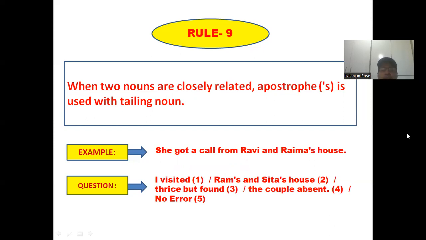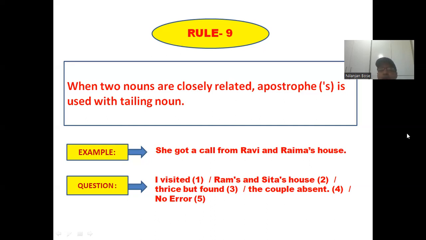So let us take the example. She got a call from Ravi and Raima's house. So you have to focus on two different names. Those names are mentioned over here as Ravi and Raima. Now, if they are considered as a couple, then in that case the apostrophe s will be added to the tailing noun, that is Raima, not on Ravi. It should not be just like that, Ravi's and Raima's. Rather, it should be Ravi and Raima's. Okay. Now, here is a question for you.